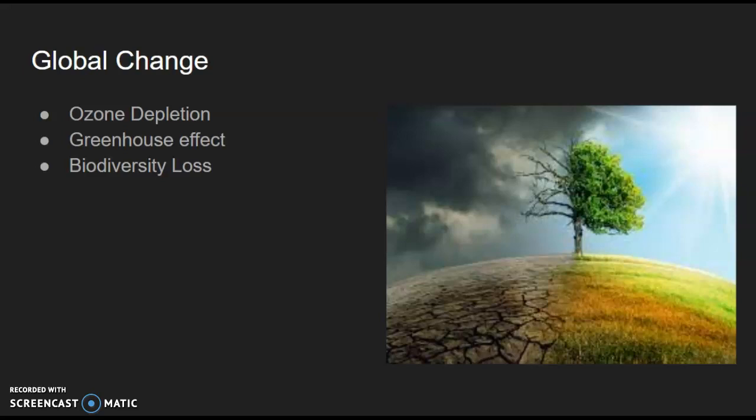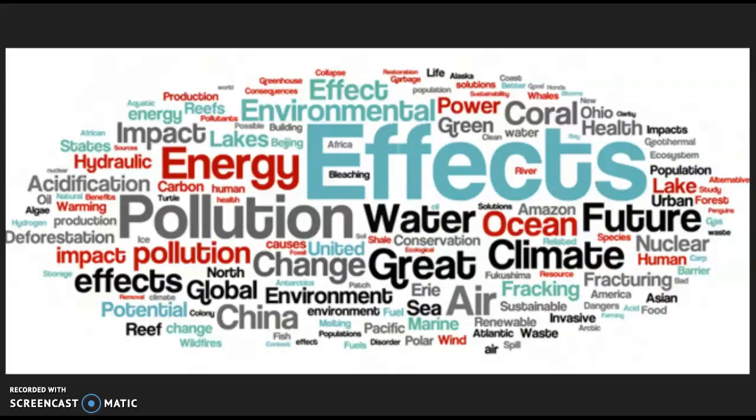And lastly, global change, ozone depletion, the greenhouse effect, biodiversity loss, and a lot of the units are mixed together, and we'll have a lot of crossover. So that is a look at APES, or AP Environmental Science.